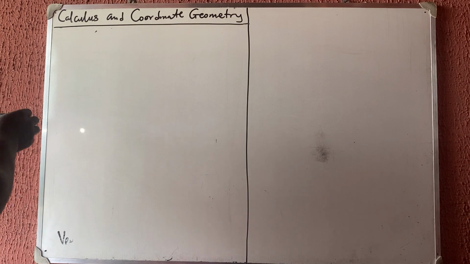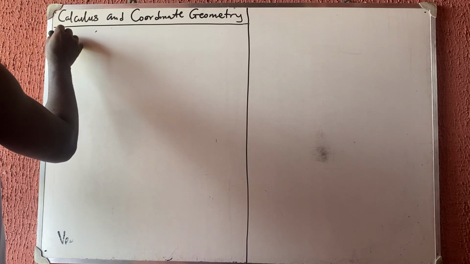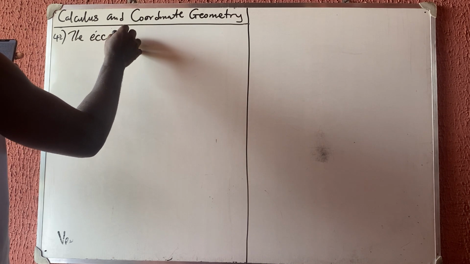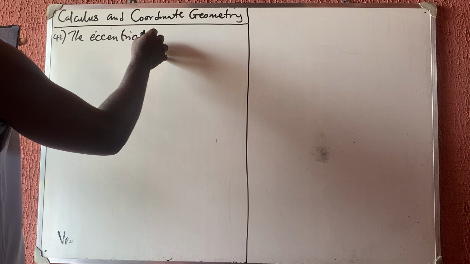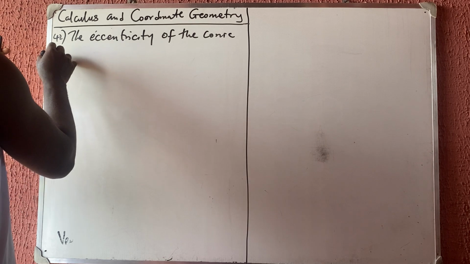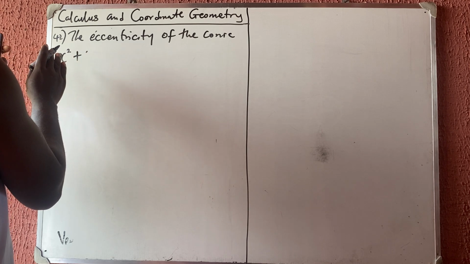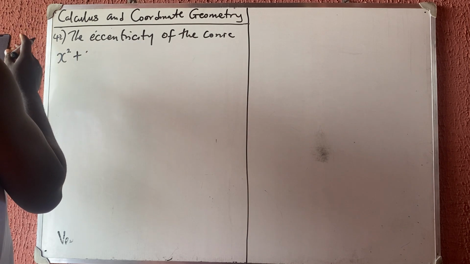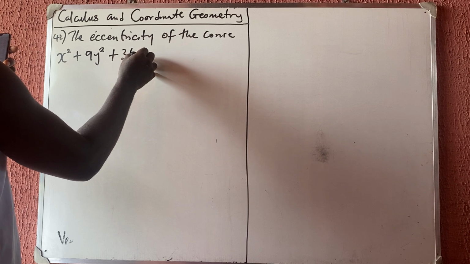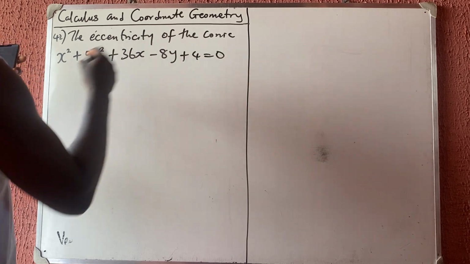So question number 42 said, the eccentricity of the conic that is 4x squared plus 9y squared plus 36x minus 8y plus 4 equal to 0.